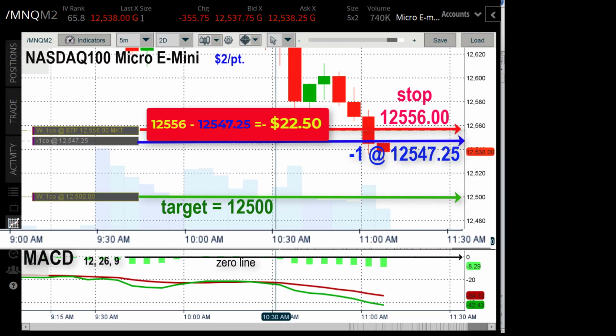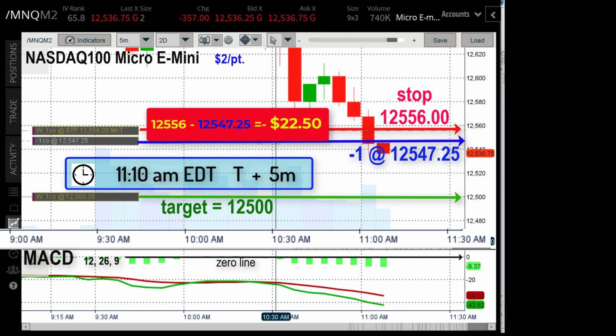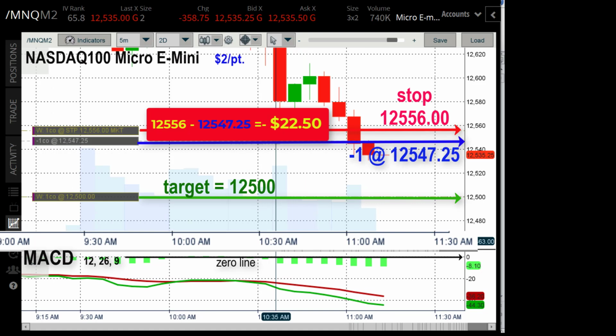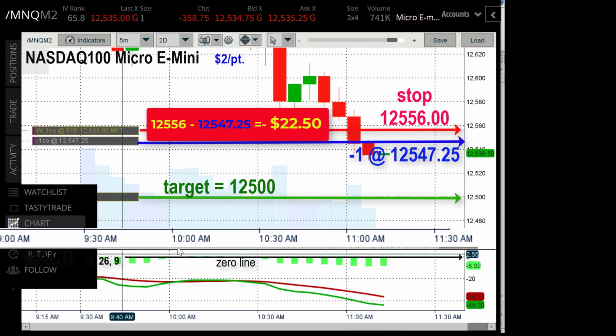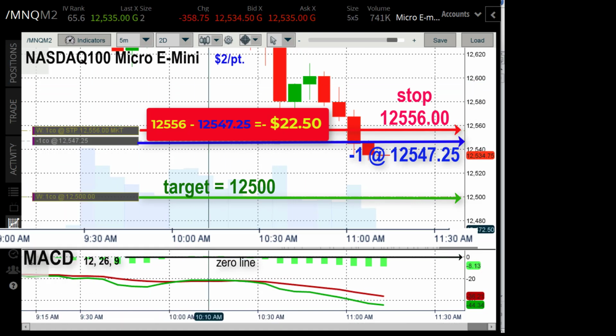I moved up in time. We're now 5 minutes into the trade. It's 11:10, and I had to move my stop back up to 12,556. Maybe that's a little bit high because we're still trading down at 12,534 right now, so I'll move that stop back down in a moment.